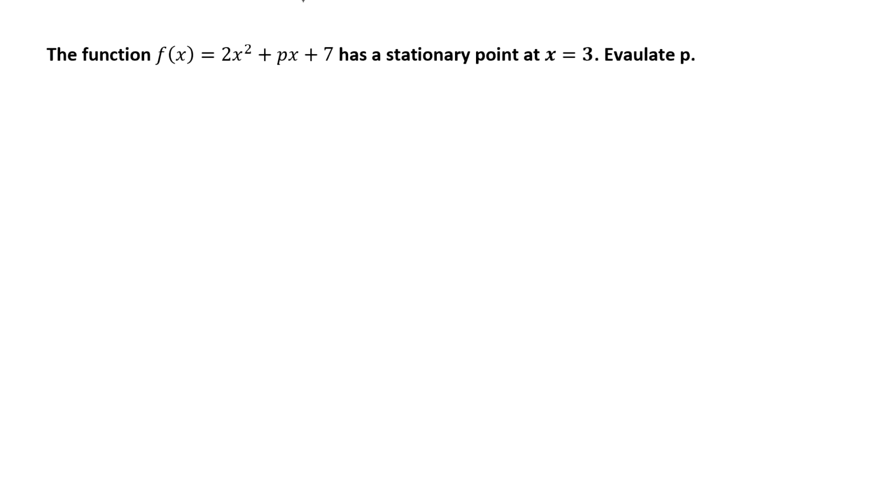Here we have another function, but this time it's given us an unknown p, and we know there's a stationary point when x equals 3, and the question wants us to find what p is. Again, as always, we start the same way. We write out our function and we differentiate it.